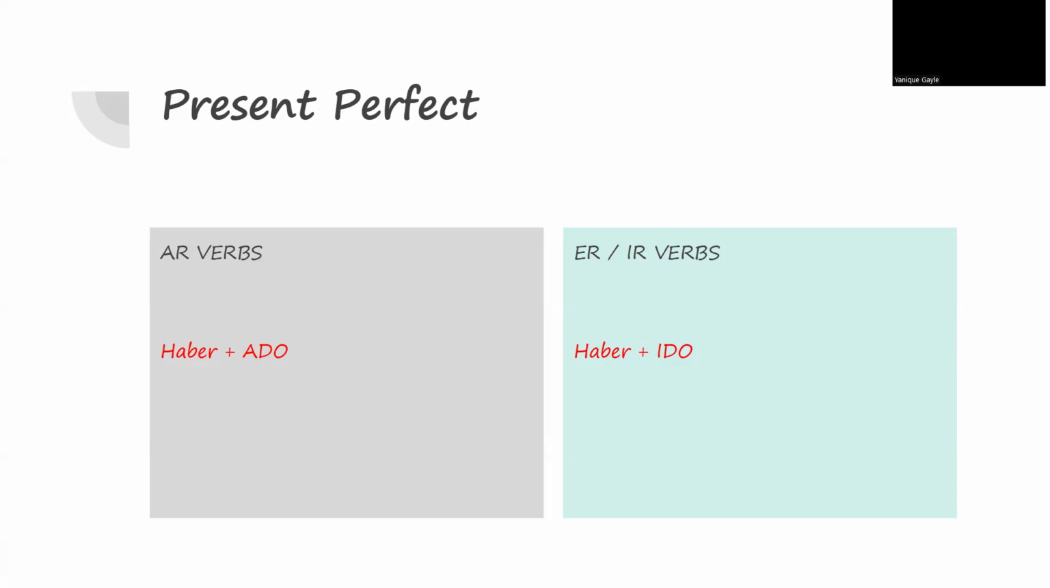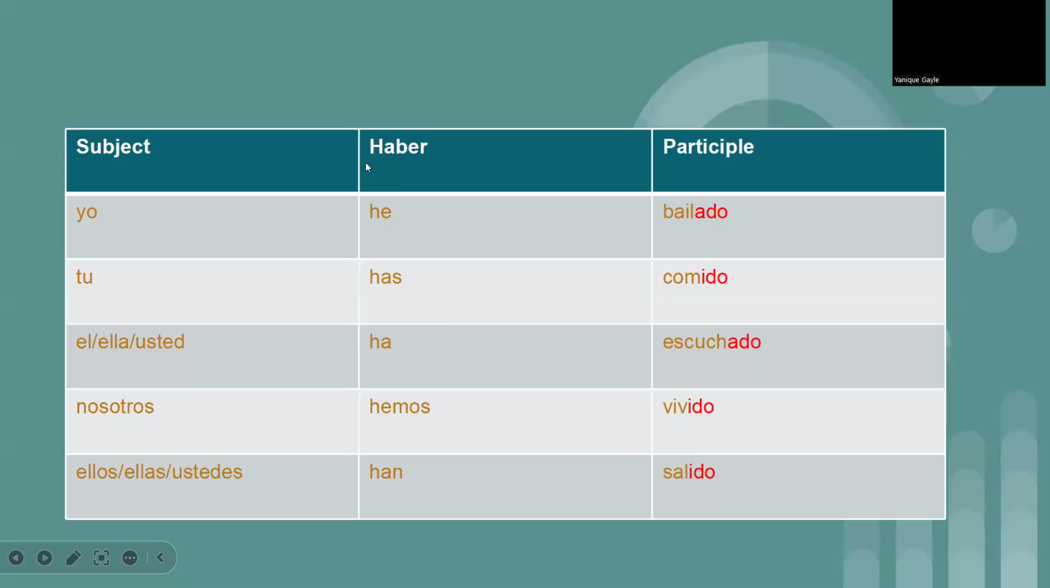So for the AR verbs, we're going to conjugate haber and we add the other verb with ado. If the verb ends in ER or IR, we're going to use haber plus ido. What do I mean by that? So let's say, for example, we have the verb haber, which is the auxiliary verb have, no? In English. This is like saying have.